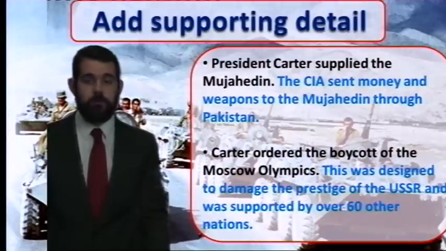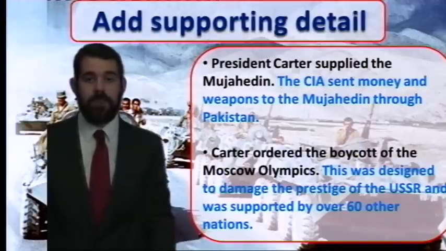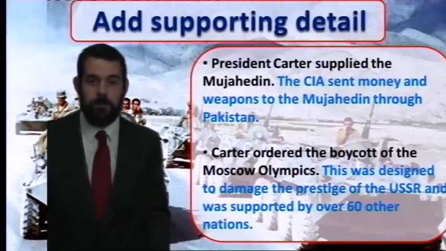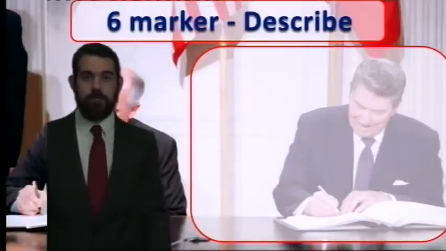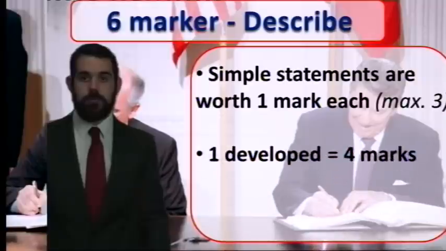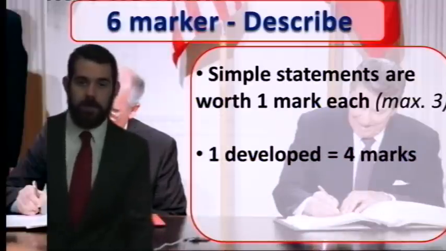And the ordering the boycott of the Moscow Olympics, I'm showing I know that the USA is not alone, that there's a whole group of countries and why they're doing it. Supporting detail again. Nice and quick, get it done, move on, save time for the later questions. So the 6th marker is a describe question where you're going to need to come up with some statements. The simple statements are worth 1 mark each, up to a maximum of 3.